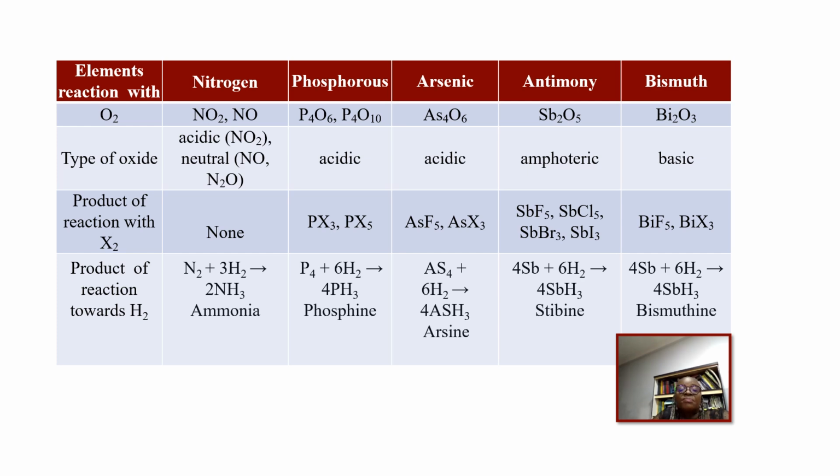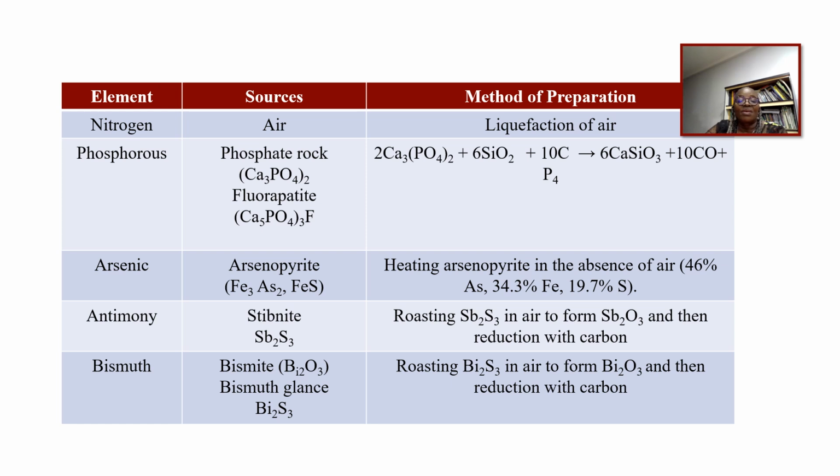Important to note are the sources and preparation of the group 15 elements. For nitrogen, the source is air. Air contains about 78% nitrogen, and the method of preparation is through liquefaction of air. Phosphorus is obtained from phosphate rocks and from fluorapatite. Elemental phosphorus can be obtained from the reaction of phosphate minerals with silicon dioxide as sand and coke in a furnace at about 1500 degrees centigrade.